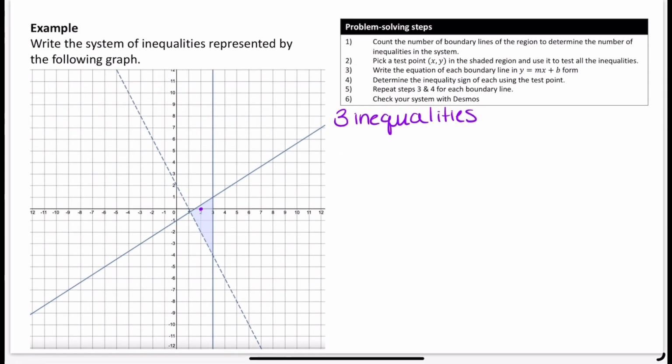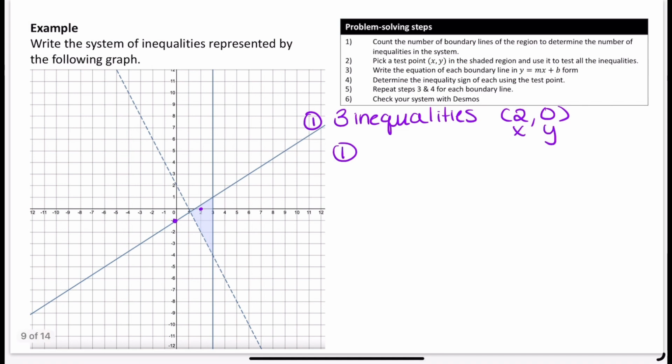So I'm going to use that because I kind of like using points where we have 0 for one of our x or y values. So I'm going to use that point, and let's start with this boundary line right here. Okay, so I'm going to call that number 1. So let's write that equation in y equals mx plus b form.